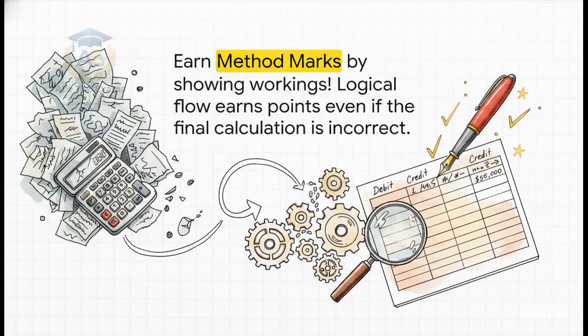Now listen to me very, very carefully here, candidates, because this is the ultimate A-star secret. Earning method marks can literally save your grade. In that high-pressure exam room, even if your final math completely fails, I will still award you crucial method marks if you clearly show your workings. If you can demonstrate a logical, step-by-step procedural flow for complex adjustments, like depreciation, inventory valuation, or error correction, you are going to salvage points. Let me be clear, an incorrect final balance with perfect workings is always better than a correct final balance with absolutely no visible methodology. Show your work.